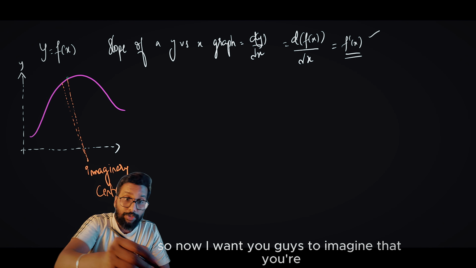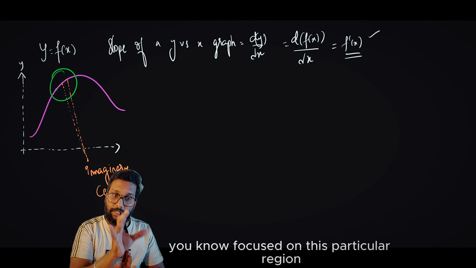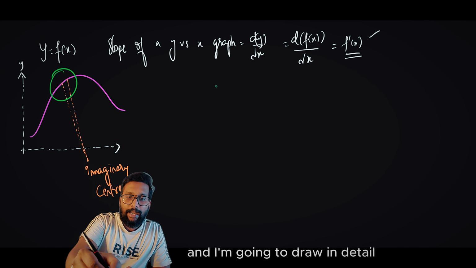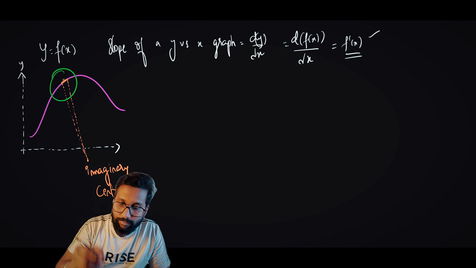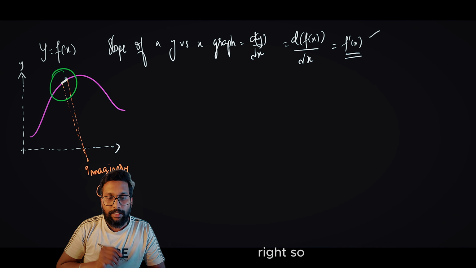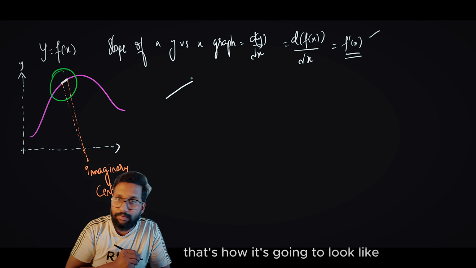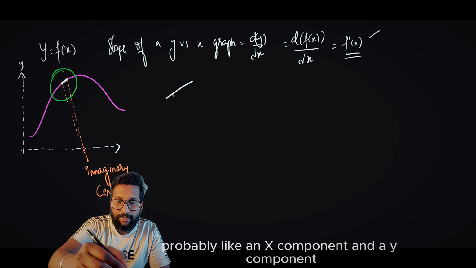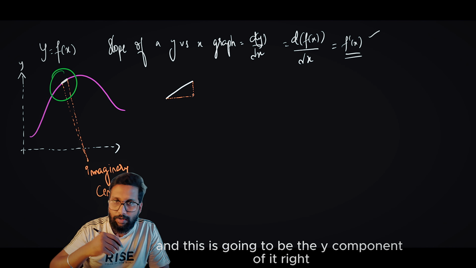Okay. Now, I want you guys to imagine that you're focused on this particular region. Imagine that you're zooming into this particular region, and I'm going to draw in detail this particular region alone, right? So let's imagine that particular region alone is being drawn over here. That's how it's going to look. If I now break it down into parts, like an x component and a y component, this is going to be the x component of it, and this is going to be the y component of it, right?